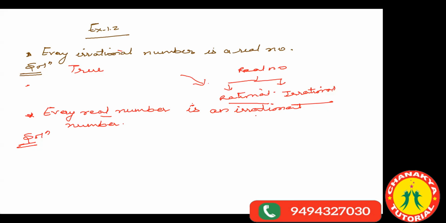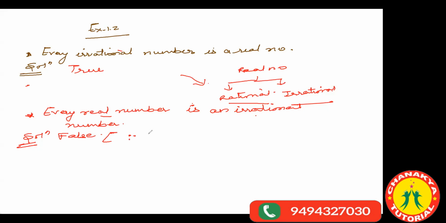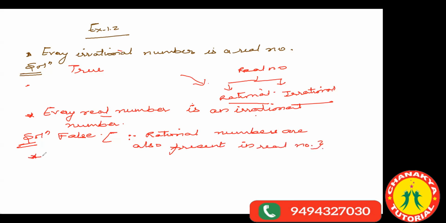So therefore, this statement is false. The reason I have told you, because rational numbers are also present in set of real numbers. So you will write here because rational numbers are also present in real number. Clear, beta? Yes, ma'am. Understood? Yes. Okay.